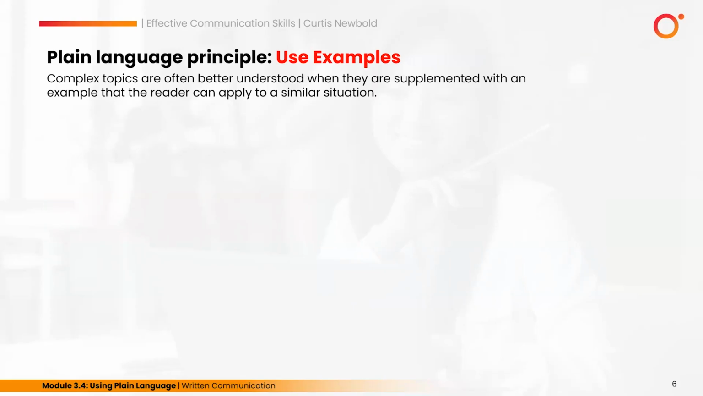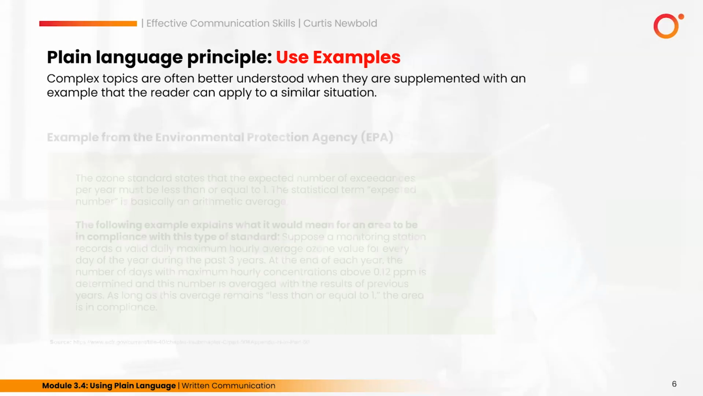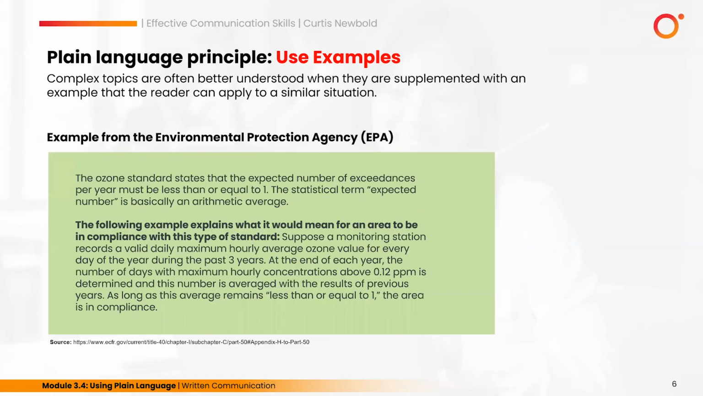Plain language principle: using examples. Complex topics are almost always better understood when they're supplemented with an example that the reader can apply to a similar situation or to something that's relevant to them in their personal lives. So try to find ways to use examples in your writing, especially if it's a complex subject. So you'll see here this example from the Environmental Protection Agency.